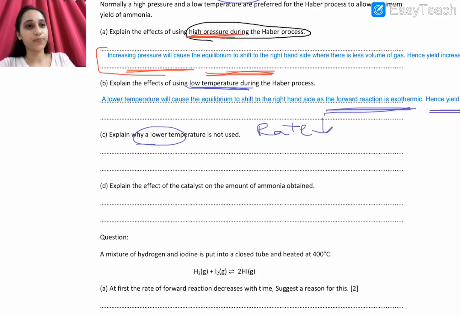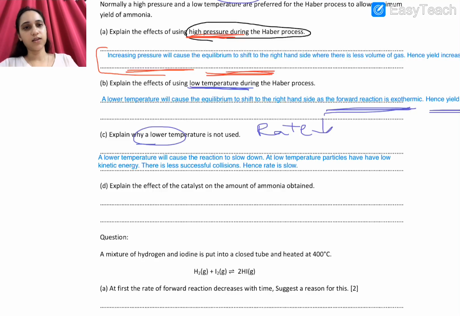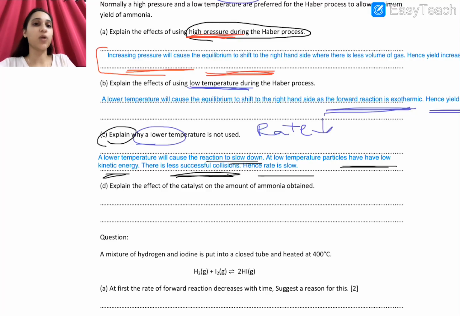So the answer for this: a lower temperature is going to cause the reaction to slow down. It slows down because at low temperature particles have low kinetic energy, so there are fewer successful collisions, hence the rate is slow. So I'm saying what will happen, it slows down, and I'm explaining why it will happen: particles have less kinetic energy, so there are fewer successful collisions.